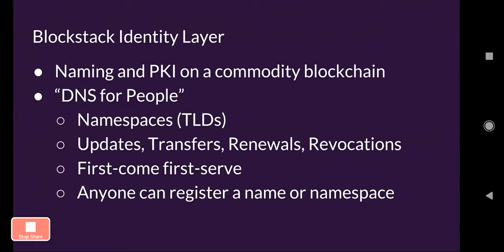Names are given out on a first come, first serve basis. So because I have jude.id, nobody else can claim it. Even if they send the transaction to do so, the Blockstack servers of the world will just ignore it. And anybody can register a name or a namespace. So if the name is available, it's up for grabs. There's no registrars to go through. All you have to do is just send a transaction to claim it.